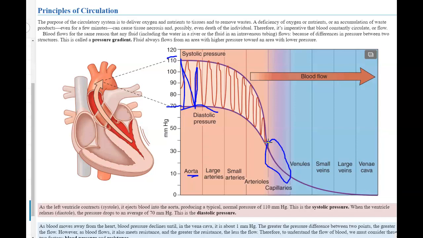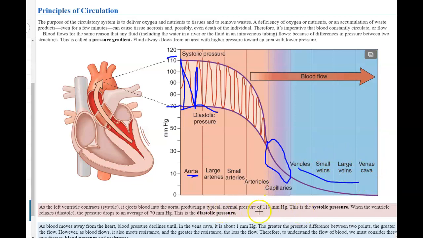That will cause the pressure to drop. Then when you're in the venules and all the way to the vena cava, you have very, very low pressure. So you need another way to get the blood flowing. And we'll talk about that in a minute.